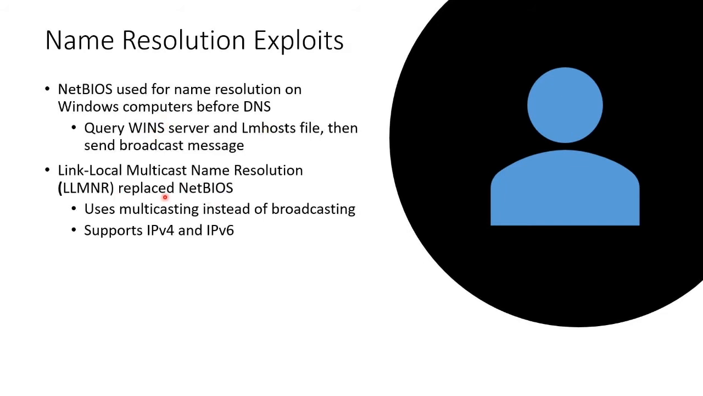Now Microsoft has something new. It's a multicast called Link Local Multicast Name Resolution, LLMNR. It replaced NetBIOS. It uses multicasting instead of broadcasting. It's what Microsoft machines now use. In both IPv4 and IPv6, there are exploits to poison those as well. Basically, to pretend that you're responding with an IP address, but it's the wrong IP address.